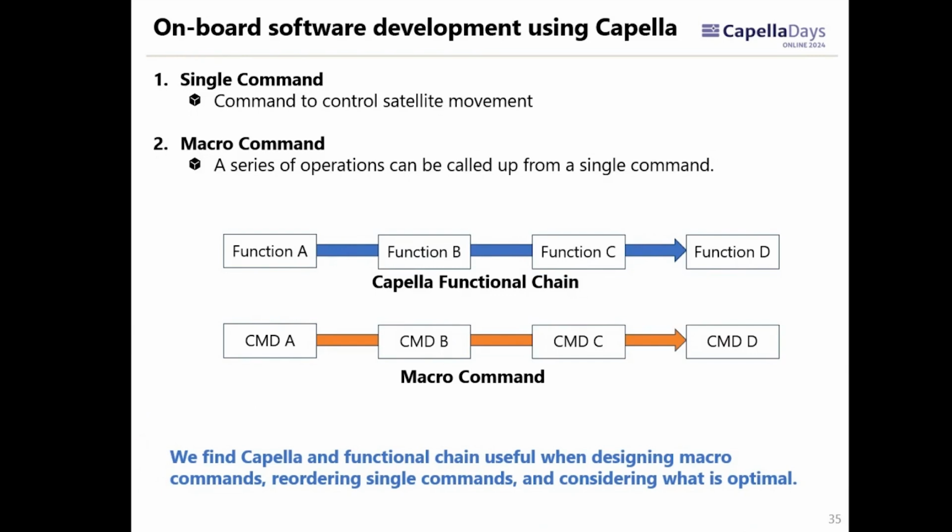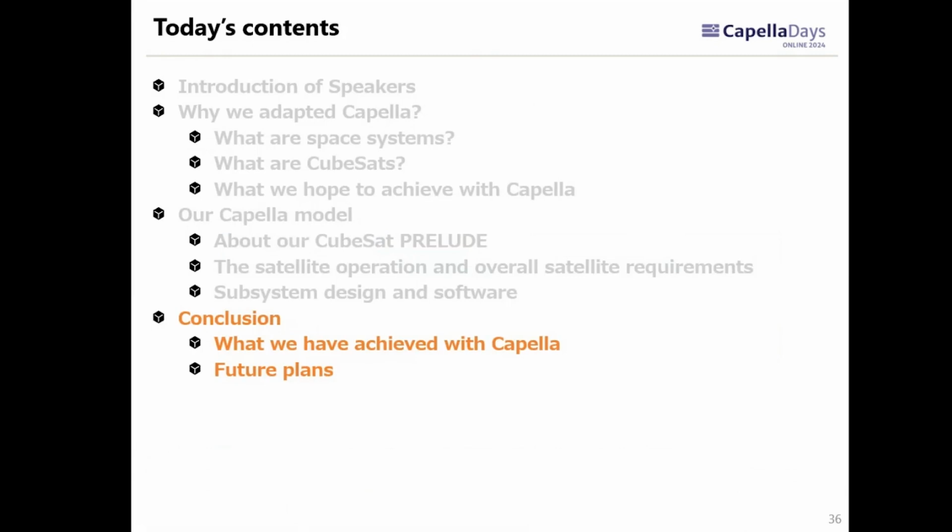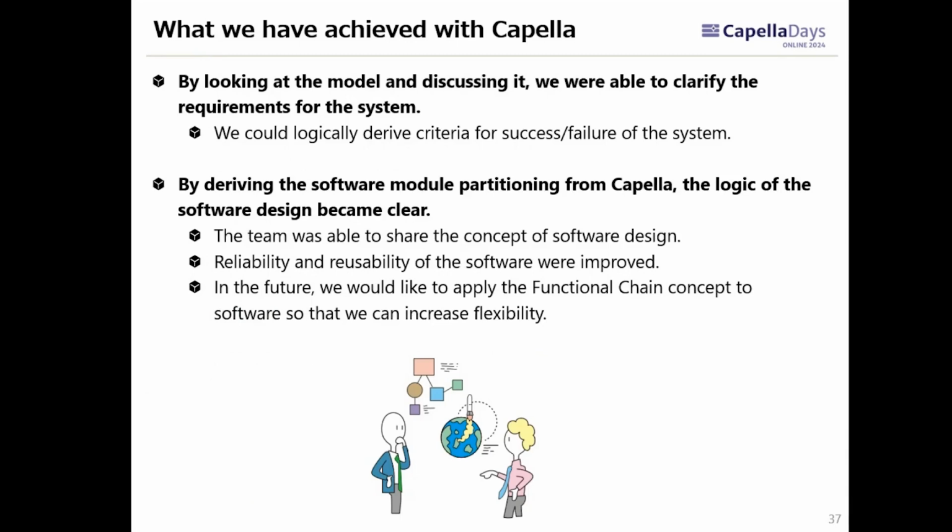So I think Capella and functional chain is useful when designing macro commands and also reordering single commands and considering those in what is optimal in orbit. So that's all about our satellite model. And as a conclusion, what we have achieved with Capella.